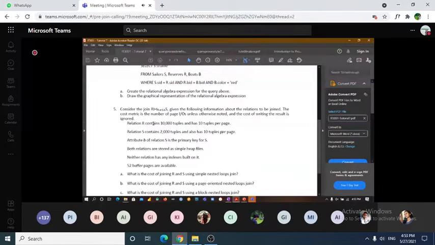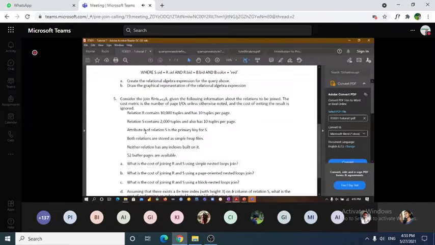So from this we have to know there is no index. Again, you don't need to think about B plus tree, hash index, alternatives, you don't need that. And they have given that 52 buffer pages are available. So this is another important piece of data. From this you have to know that although 52 is given, we don't use 52, we use 52 minus 2, that is 50. Then the questions are to find the simple nested loop join, page oriented nested loop join, and block nested loop join. So I will show you my answer.